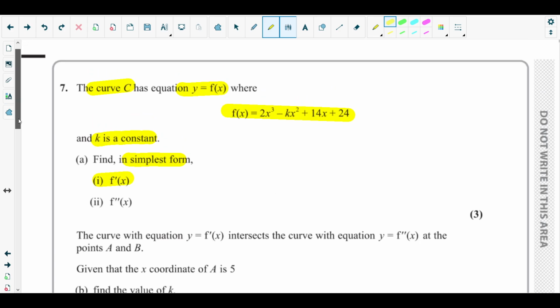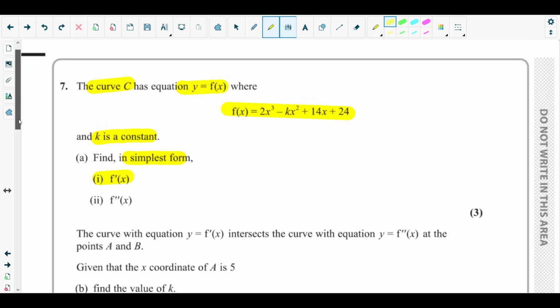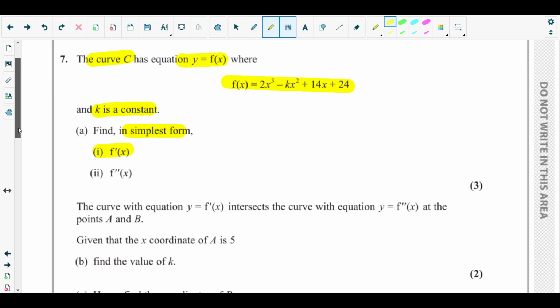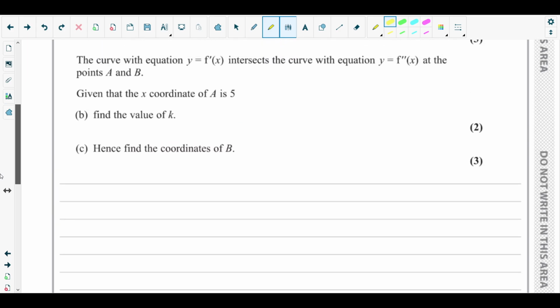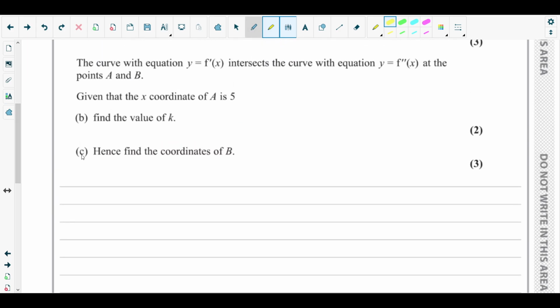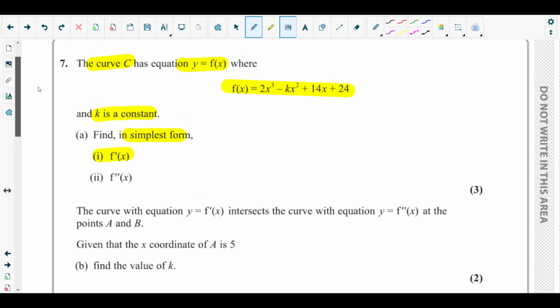So for f dash x, in order to find the gradient function, we need to just differentiate f of x. So let's differentiate f of x for part A, number 1. We need f dash x, isn't it? F dash x would be differentiation, right?